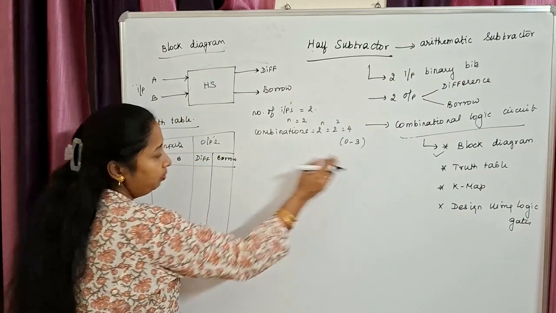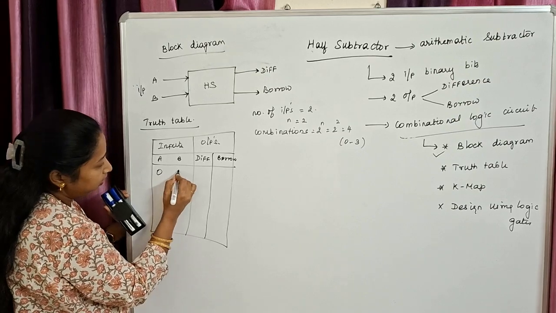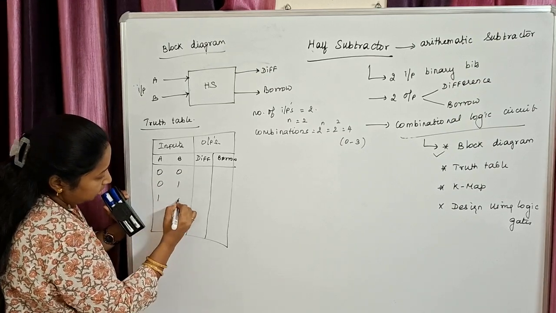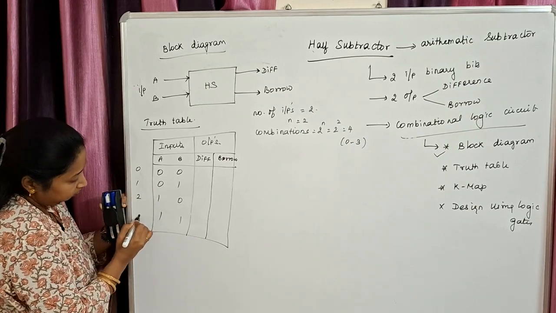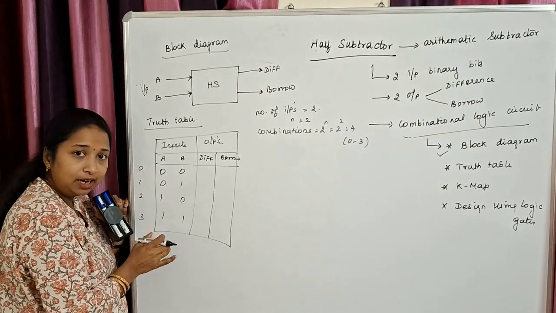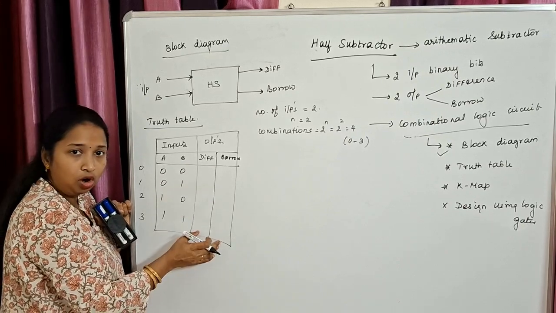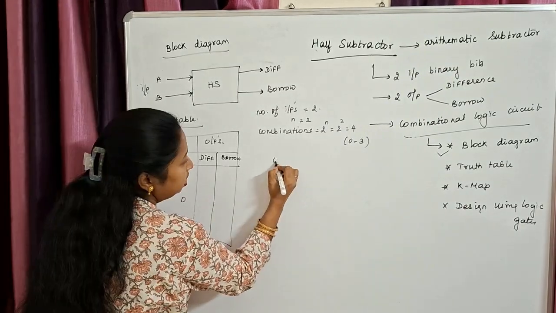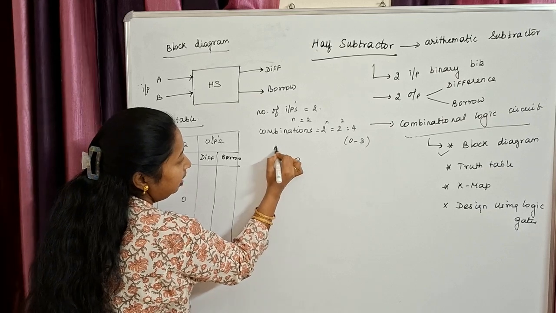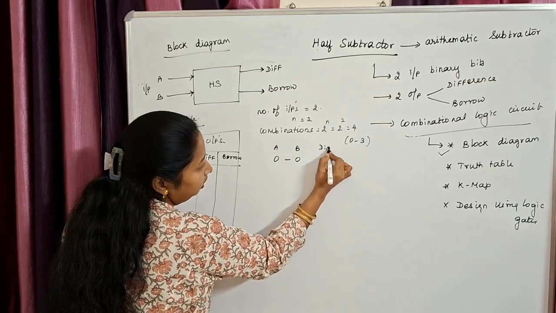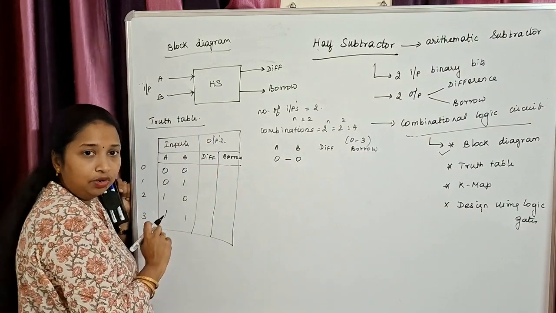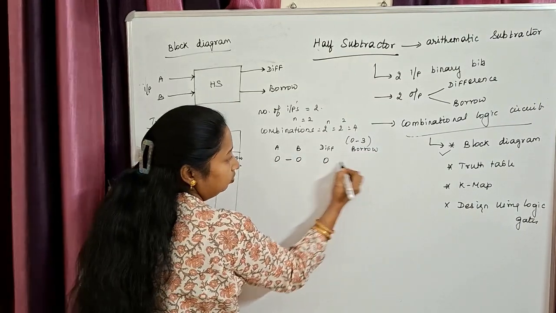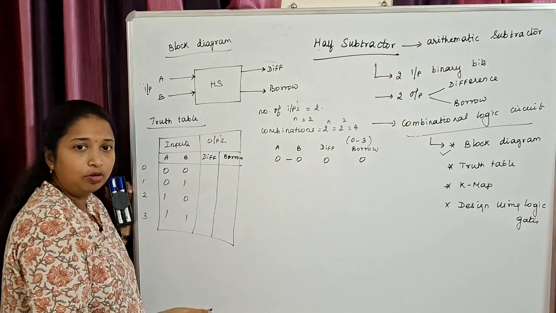Clear? Can we give the combinations in binary numbers here? It is 00, 01, 10 and 11. Let me give the decimal number also. Clear? I've got my inputs here. What is the next step? You have to find out your output. How do I find my output? 0 minus 0. This is my A and this is my B. Now I have to find my difference and I have to find my borrow as well. Clear? 0 minus 0. What is it? Output is 0. I don't have any borrow, so my output is 0.